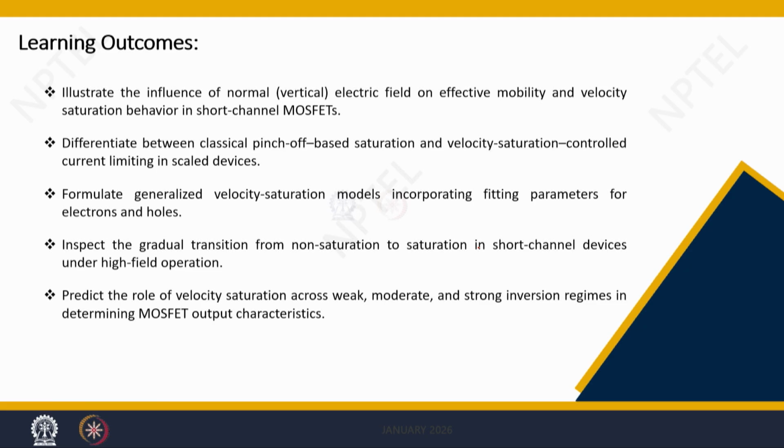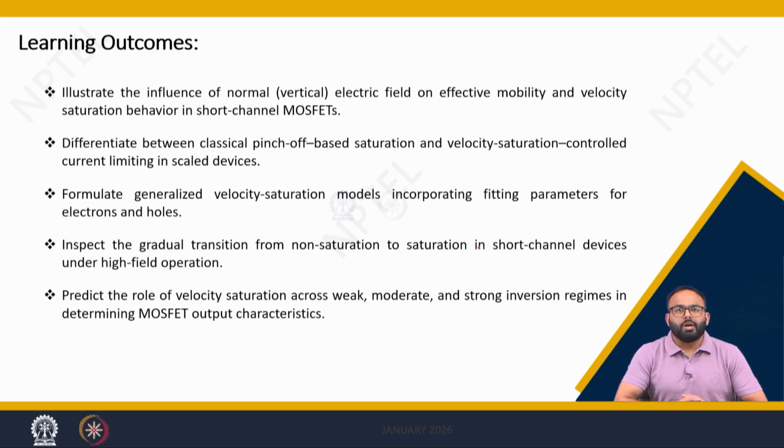These are the learning outcomes of this lecture, which help you to understand how the carrier velocity saturation affects the drain current. It also affects the non-saturation to saturation transition. This will also help you to understand how we model the effective carrier saturation phenomena in MOSFETs.